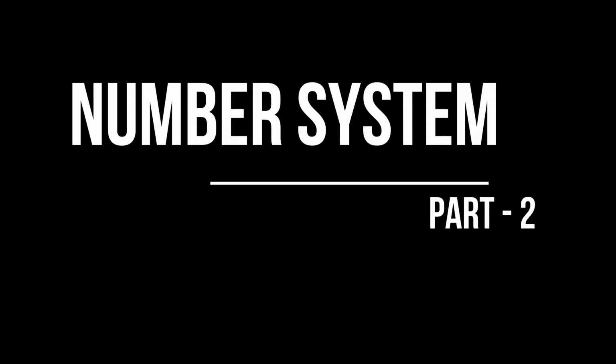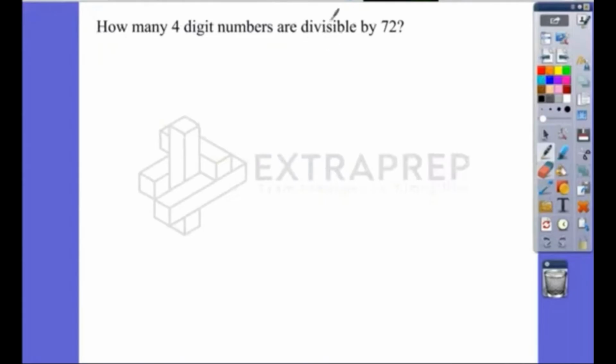Let's continue. How many 4-digit numbers are divisible by 72? 4-digit numbers start with 1000 and end with 9999. Divisible by 72 is the question. How many terms are there in this arithmetic progression?